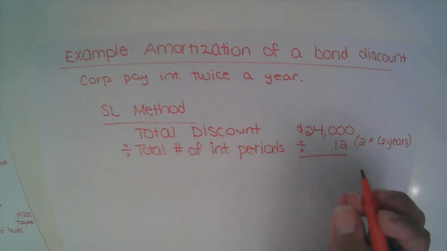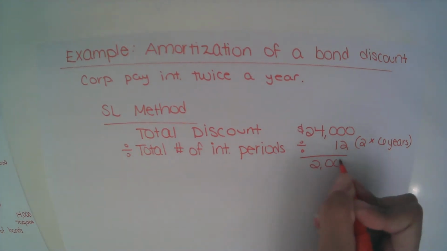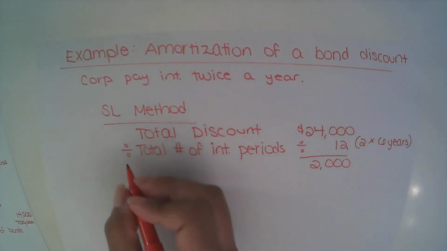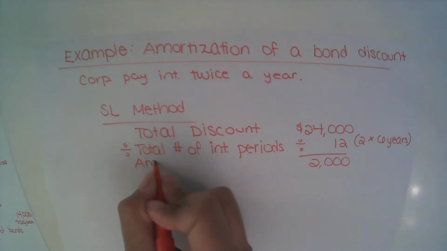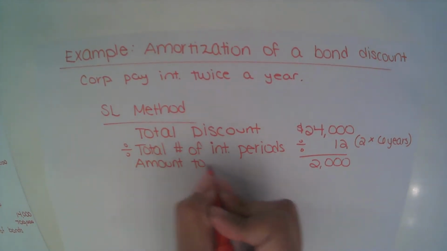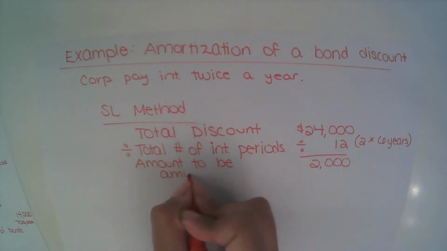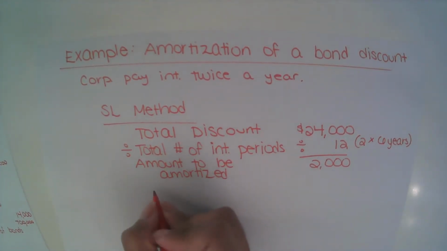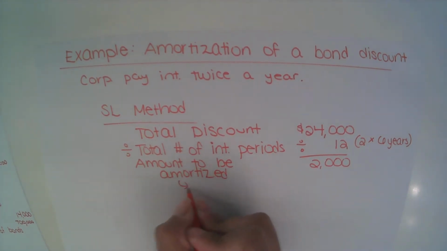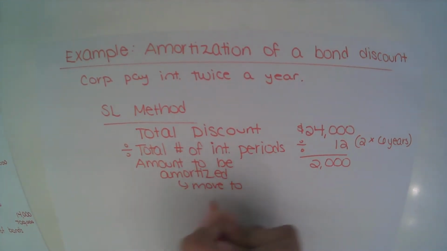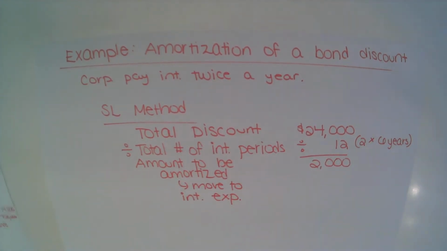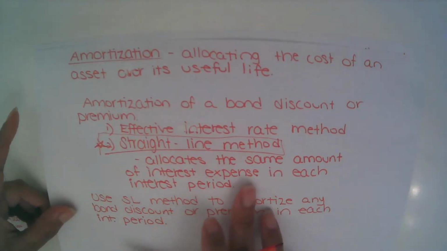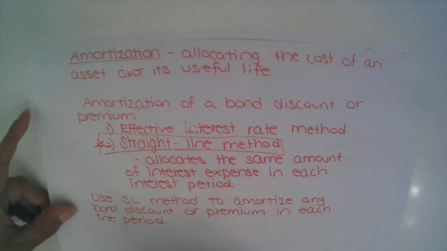So we would amortize $2,000 per period. So this is the amount to be amortized. Basically, to record it, the account that we're going to use, it'll move to interest expense. Which is why in our definition, we said that the interest is going to move to interest expense, and if it's straight line, it'll be the same amount.